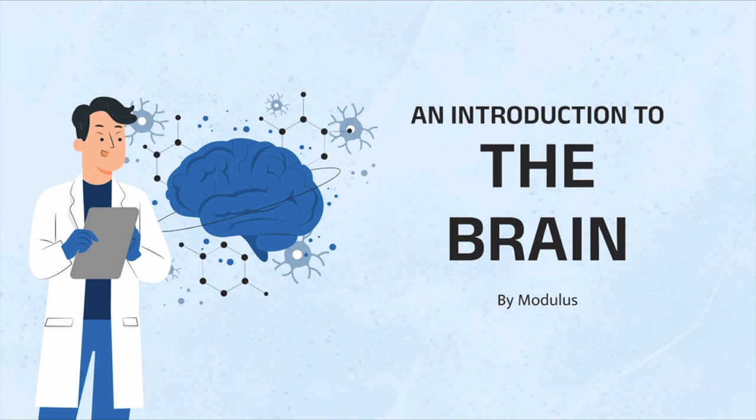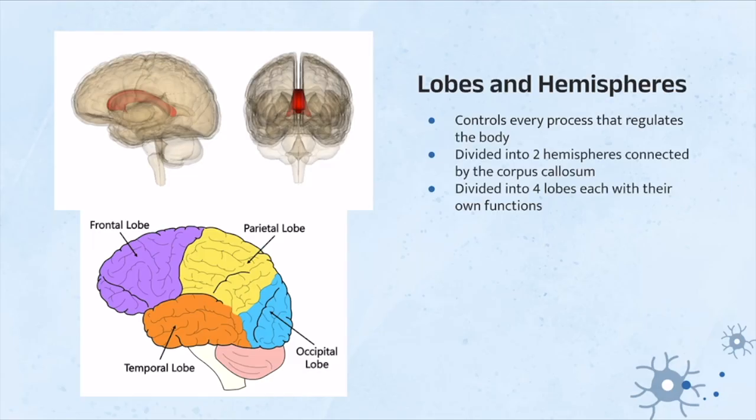So first we're going to start with an introduction to the brain. The brain is a three-pronged organ that sits in your skull, pretty much controls every single part of your body. It's divided up into two hemispheres, the right and the left, and it is connected by a thick bundle of nerve fibers called the corpus callosum. And the brain is further divided up into four lobes that all have their own functions as well.